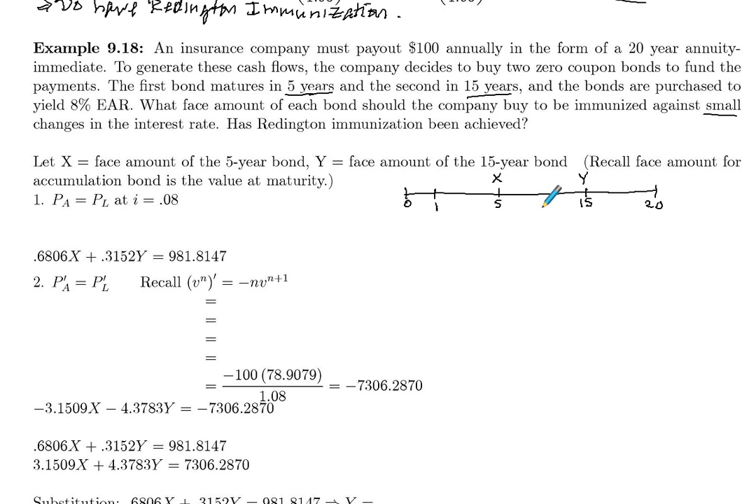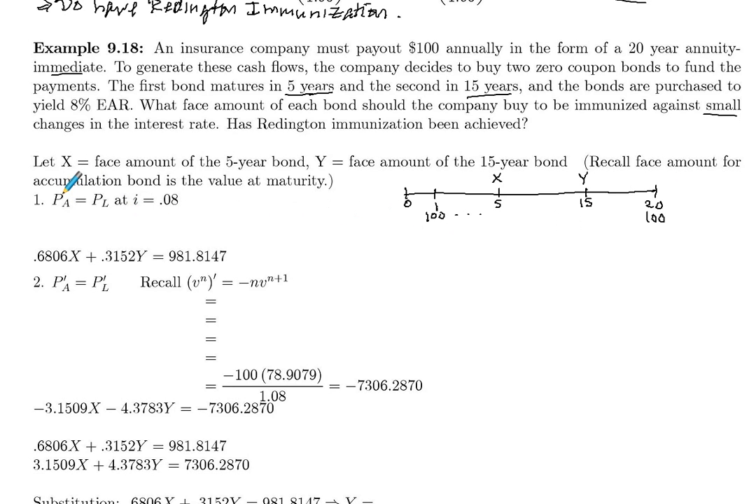And then our cash outflows are going to be $100 a year, and this is an annuity immediate, so $100 at the end of every year for 20 years. So our last cash outflow is at time 20. All right, so what has to happen?